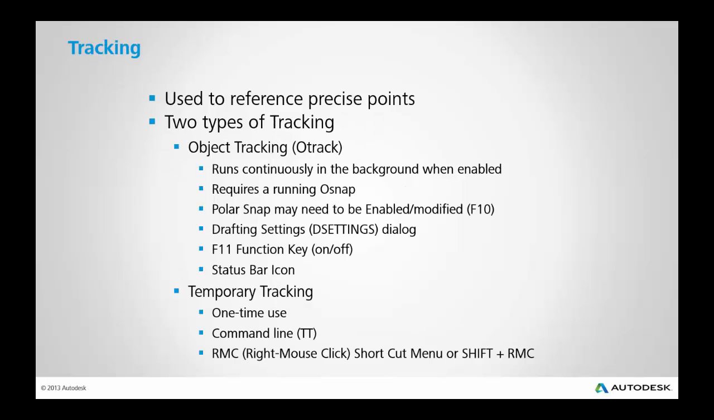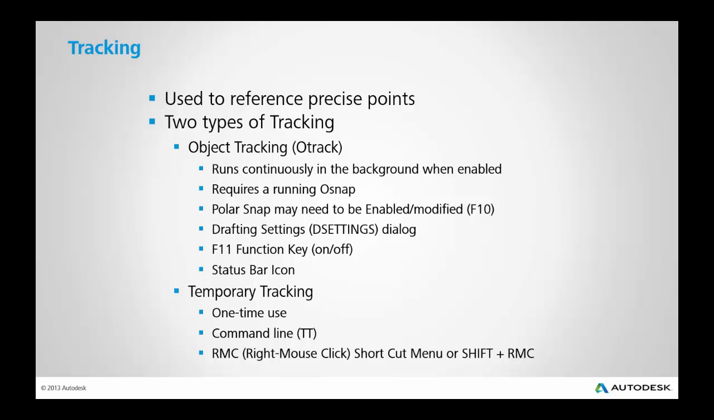Working side by side with OSNAPs is a drawing aid called tracking, and we have object tracking, polar tracking, and temporary tracking. Object tracking allows me to reference a point in a drawing and then continue line work X amount of units away from that object without having to draw a construction line. You'll see what I mean in a bit. It also runs continuously in the background when enabled. It does require a running OSNAP.